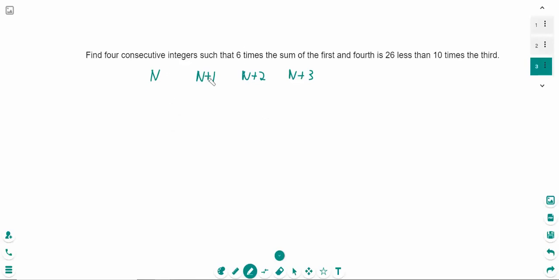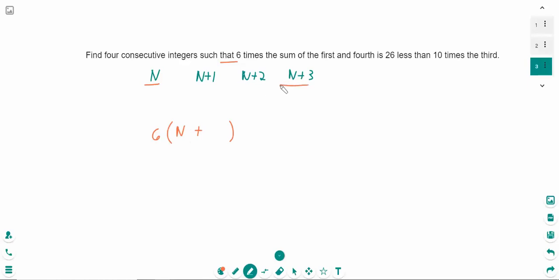Now, what are we saying about these? Well, we're saying that 6 times the sum. So again, we have a 6. It's being multiplied by a sum of something. What is the sum? It's the sum of the first and fourth. Here's our first number.